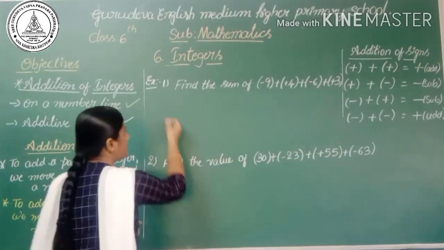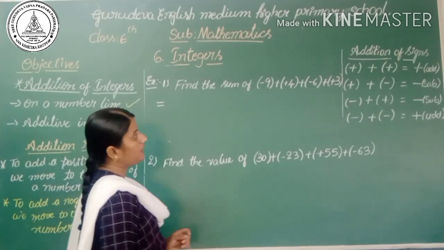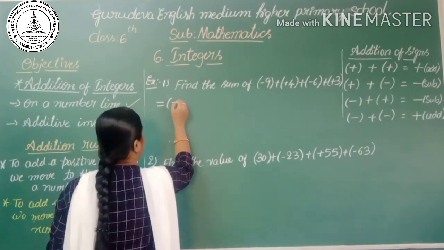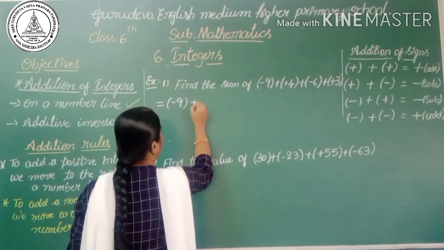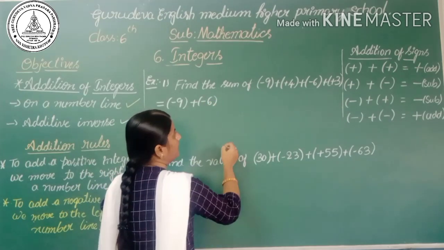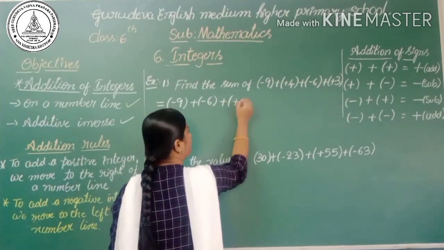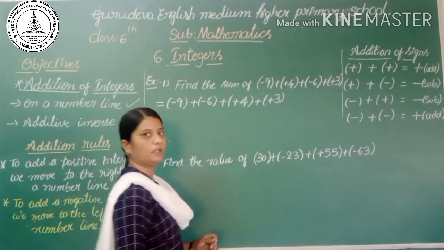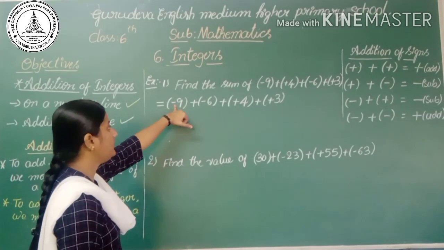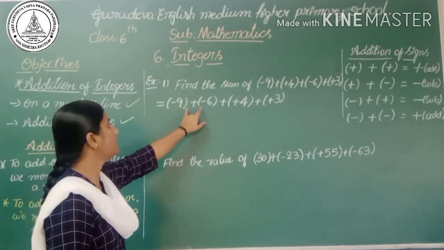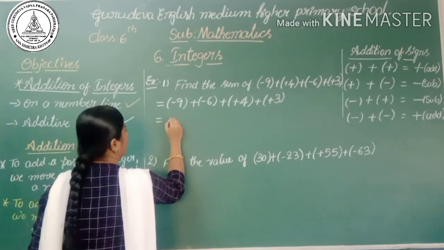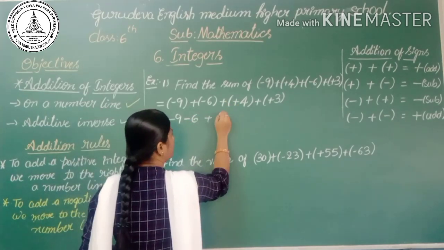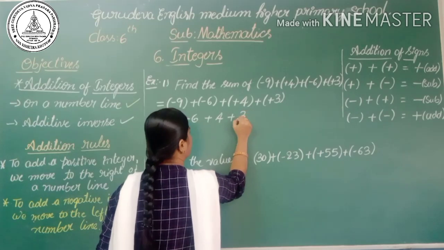Let's have, which is equal to, first I will take the minus 9 and group it with minus 6, then plus 4 and plus 3. Here we have a negative integer and a negative integer, right? So first we have to remove the brackets. Then write minus 9, then minus 6, then plus 4, then plus 3.